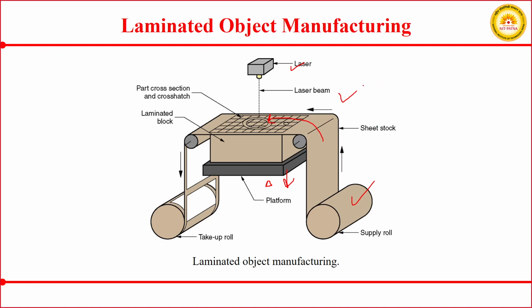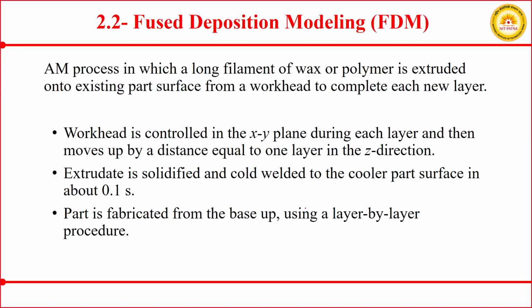This process was one of the initial level works that was done in the case of additive manufacturing, that is sheet lamination. Then we have the most commonly used process among all AM processes, that is fused deposition modeling. In this process, a long filament of wax or polymer is extruded onto the existing part layer surface from a workhead to complete each new layer.